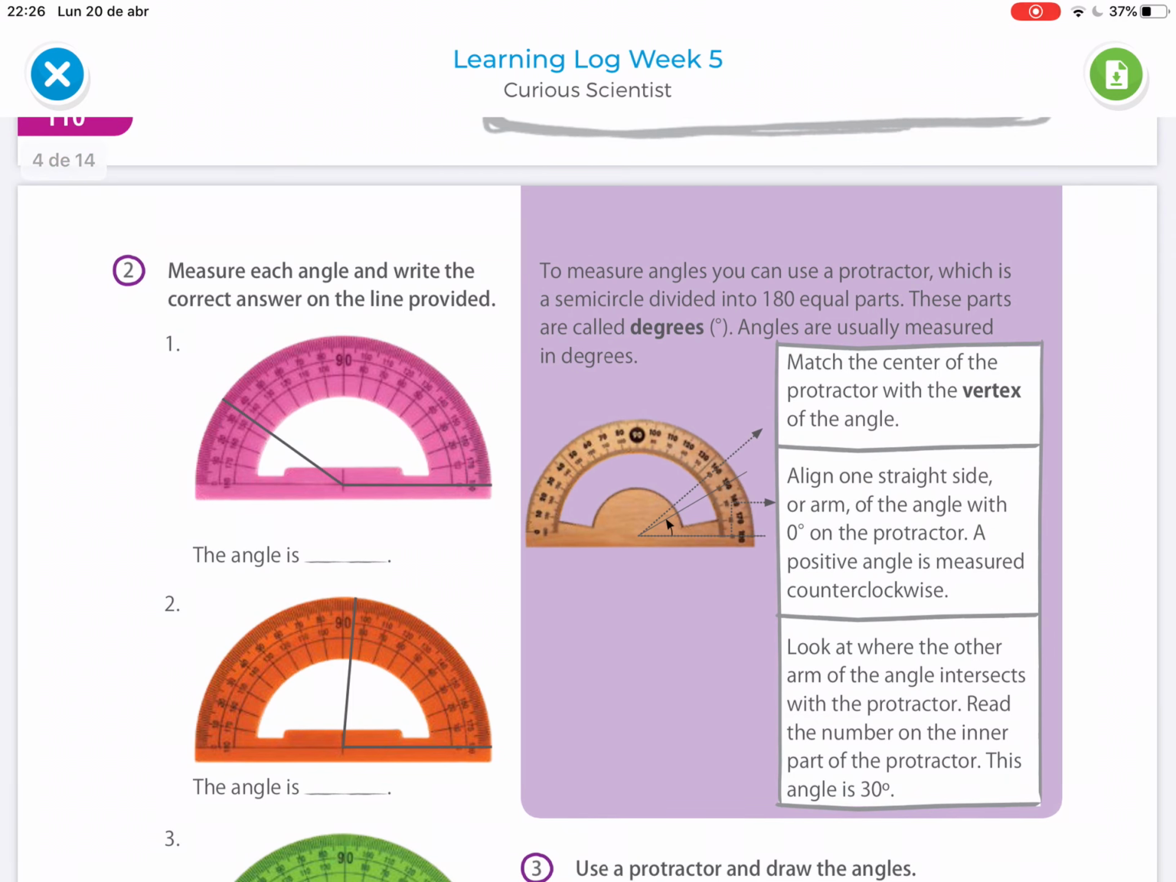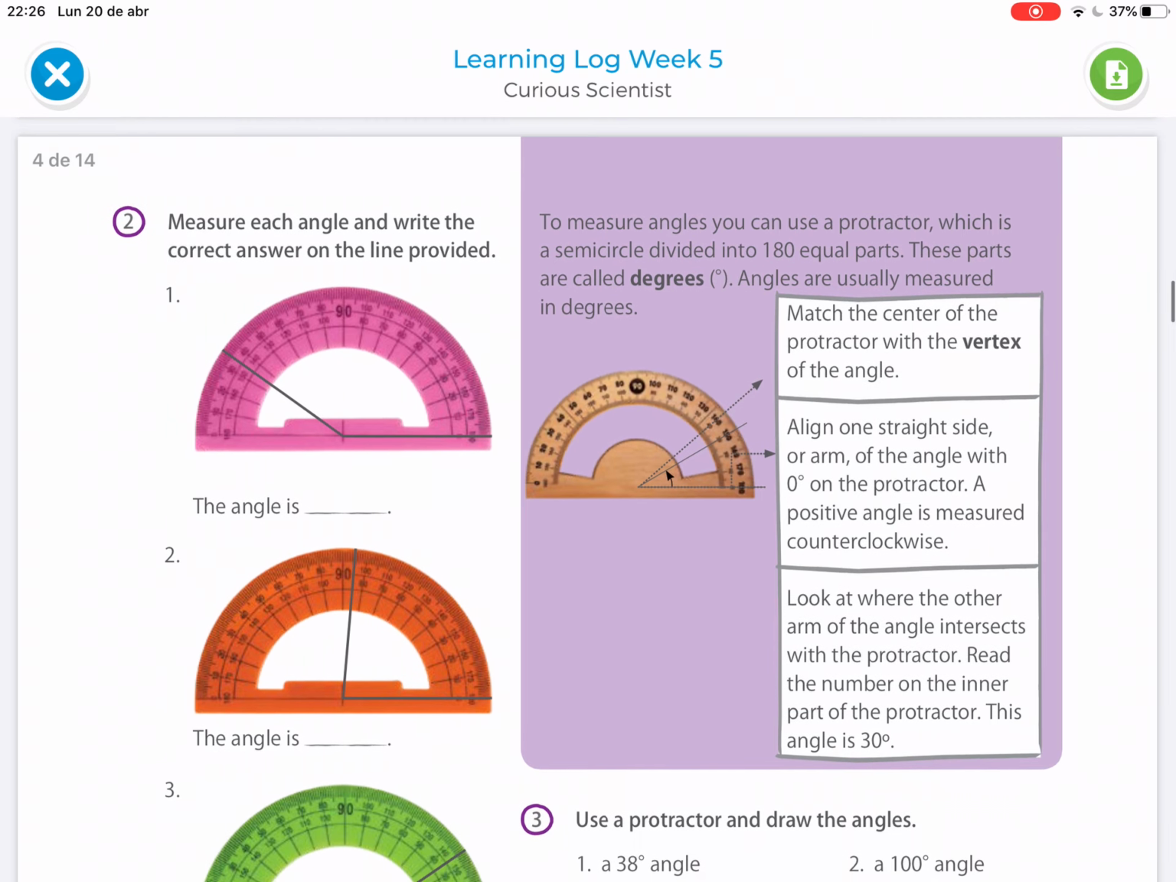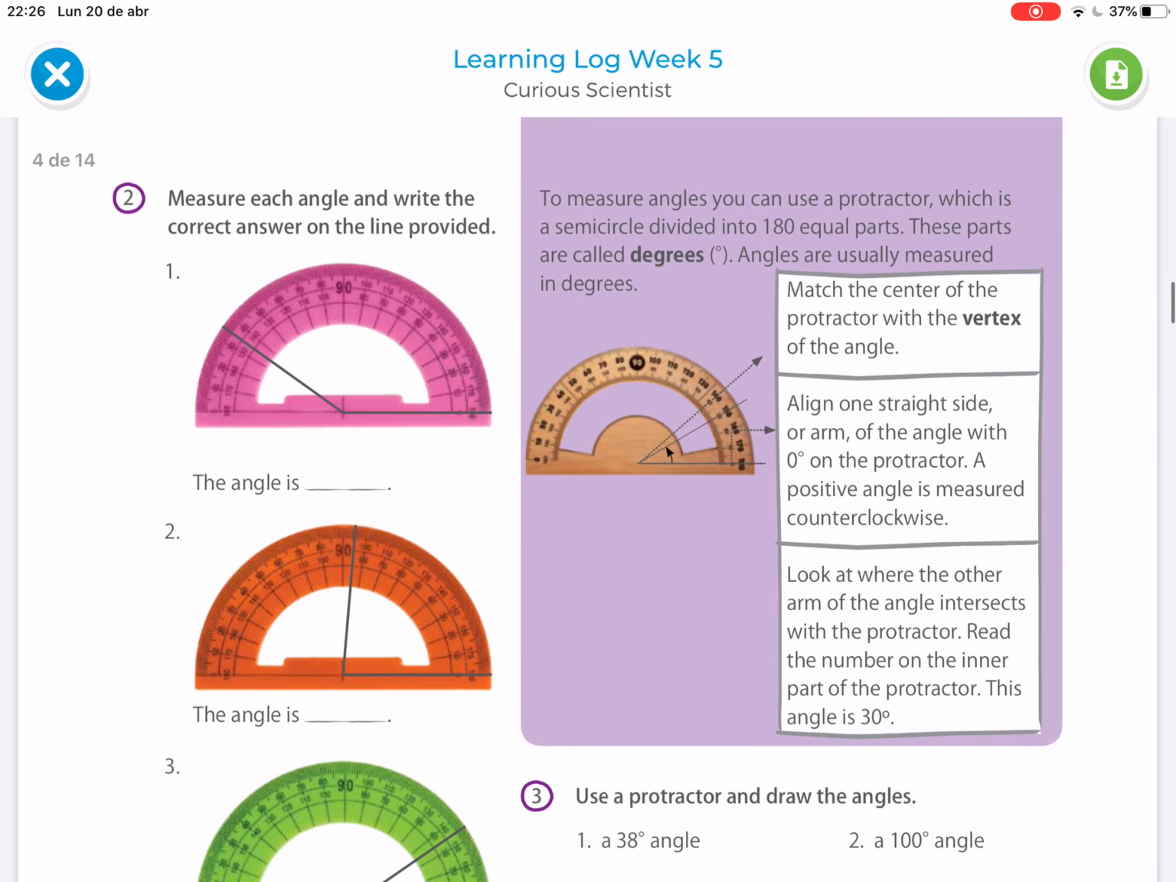Now we're going to move to activity number 2. So it says measure each angle and write the correct answer on the line provided. Before we get started on activity number 2, let's go ahead and read the purple box. It says to measure angles, you can use a protractor, which is a semicircle divided into 180 equal parts. These parts are called degrees. Angles are usually measured in degrees.